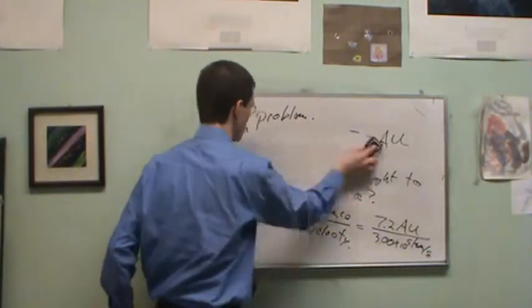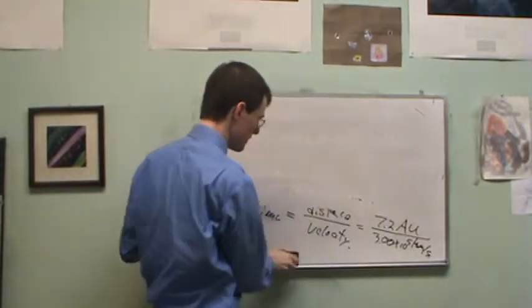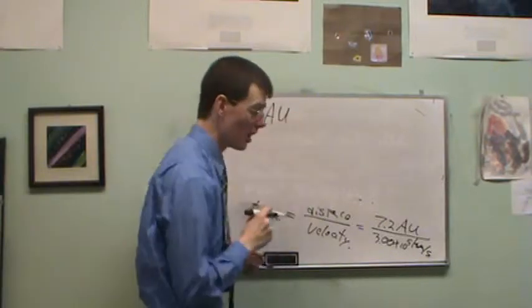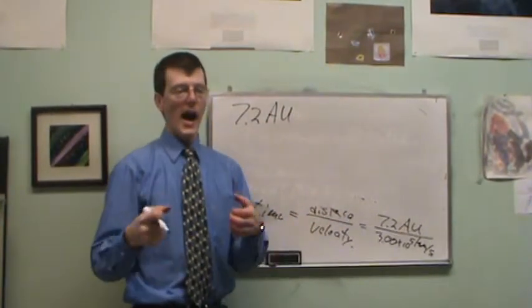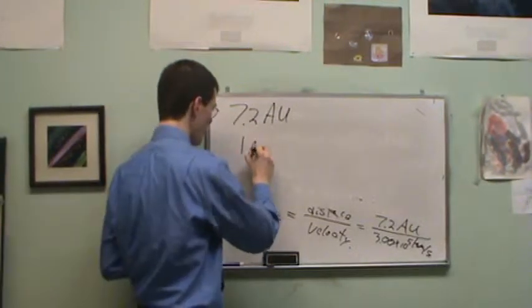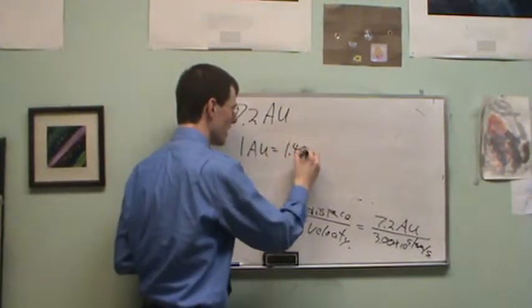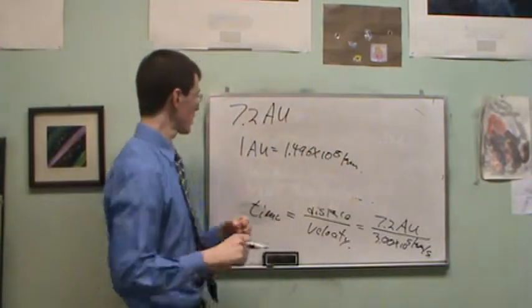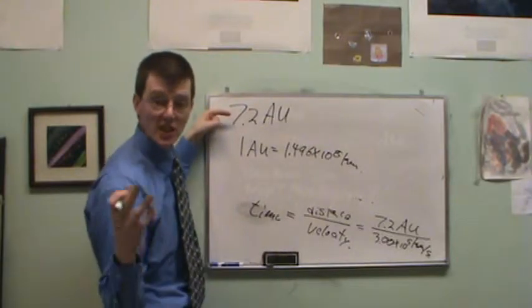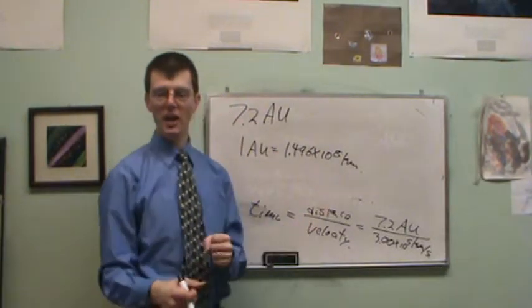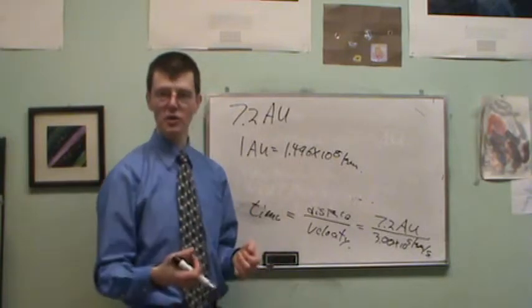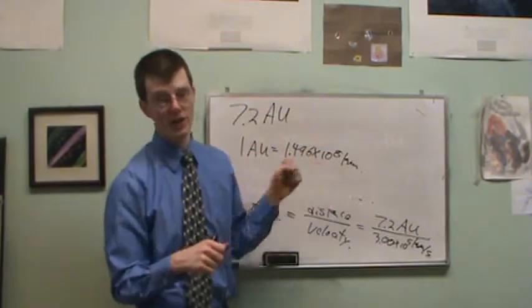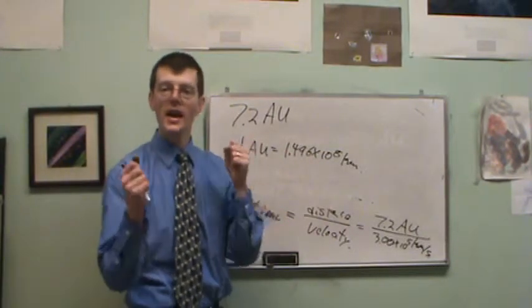So let's do that first. I need to convert 7.2 AU to kilometers. All right, so how do we do that? Well, first of all, I look up in the back of the book and I find that 1 AU equals 1.496 times 10 to the 8th kilometers. Anytime we do a unit conversion, I'm going to take that 7.2 AU, my basic number, and I'm going to either multiply it by the conversion factor or divide it by the conversion factor. So, how do I know which one to do? Do I want to multiply 7.2 AU by 1.496 times 10 to the 8th, or do I want to divide it by it? Here's how to do it.